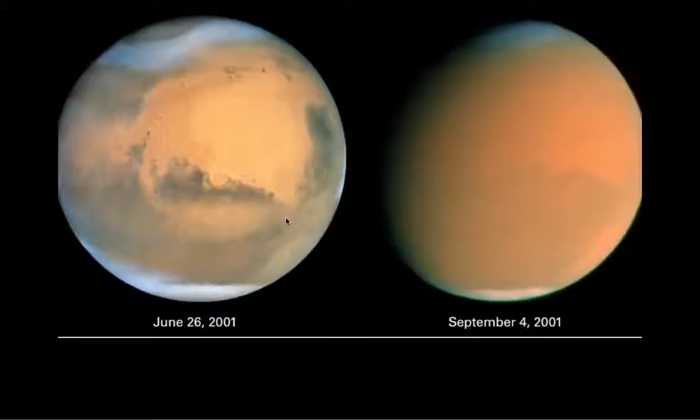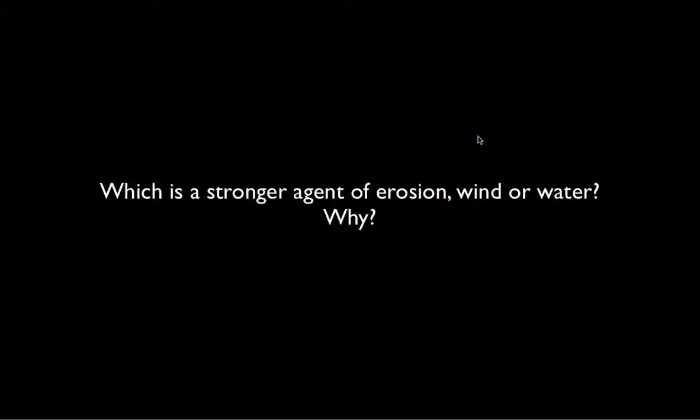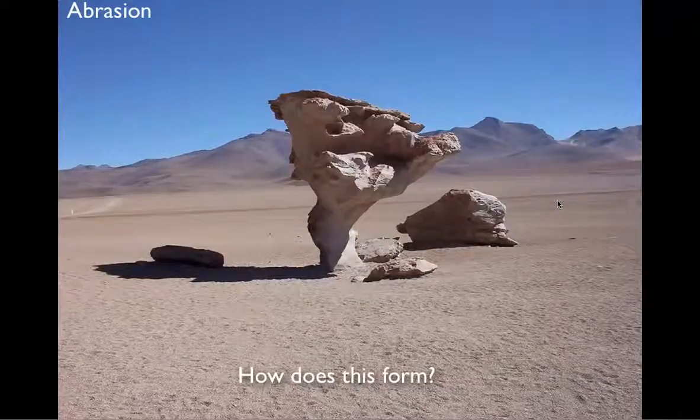Weird. Here's a picture of Mars, June 26, 2001, September 4th, 2001. It has dust storms. And again, we talked about this. Even though water is stronger, it's not all over. Wind occurs all over. If you've ever been to northern Arizona, you know there's a lot of wind.